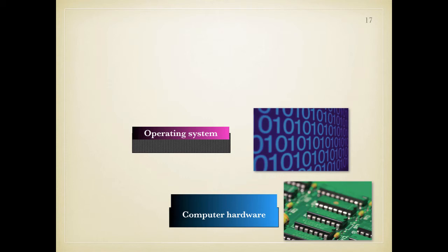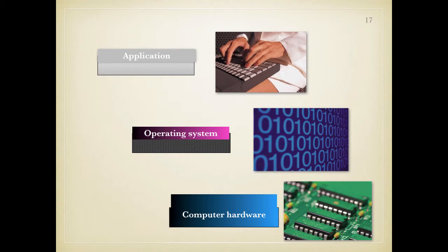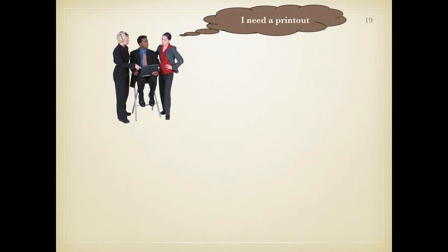So, computer hardware works with the operating system. The operating system tells the computer hardware what to do. It's software that controls the hardware. Running on top of that is the part that we see, and that's the application. So let's go through what really happens when we run a program. So we're sitting here running a program, and somebody thinks, you know, I think I need a printout. I need to have this on paper. So they go to the program, and they go to File, Print.